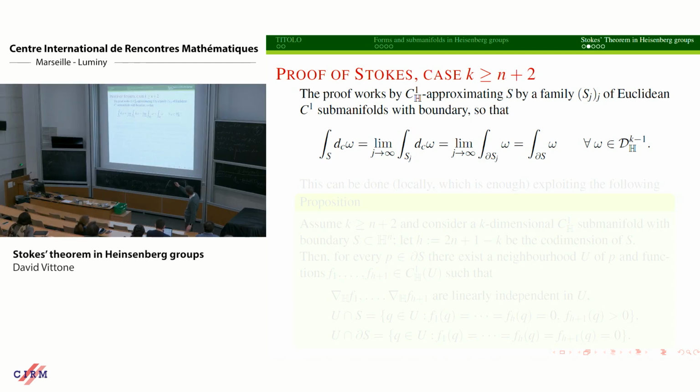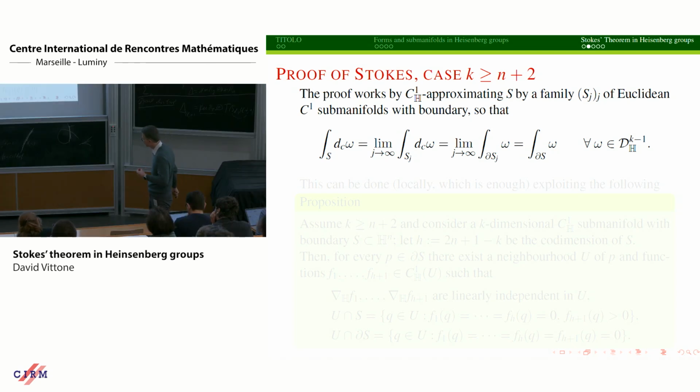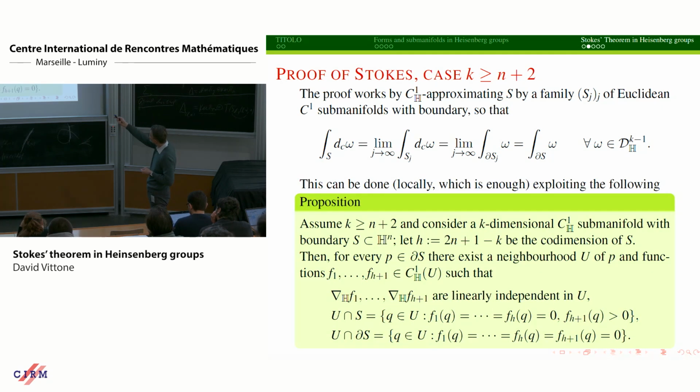Now, the goal is to approximate S, and in fact, the core matter of the proof is not just proving Stokes, it is to approximate any S in C1H by smooth, Euclidean smooth submanifolds with boundary Sj. When the dimension k is not the critical one, so it's m plus 2 or more, in this case, both the submanifold and its boundary can be seen as level sets.